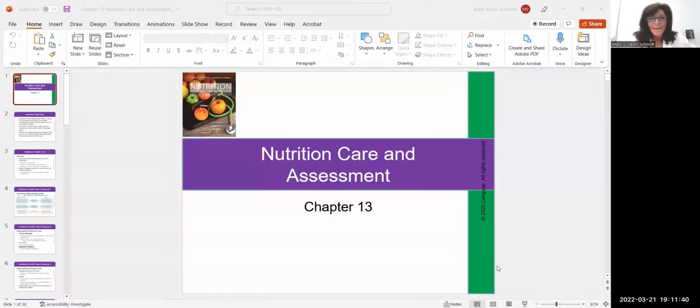So this is nutrition care and assessment. Make that screen a little bit bigger so you can see it better. All right, so let's take a look at the learning objectives and see what we're going to talk about.